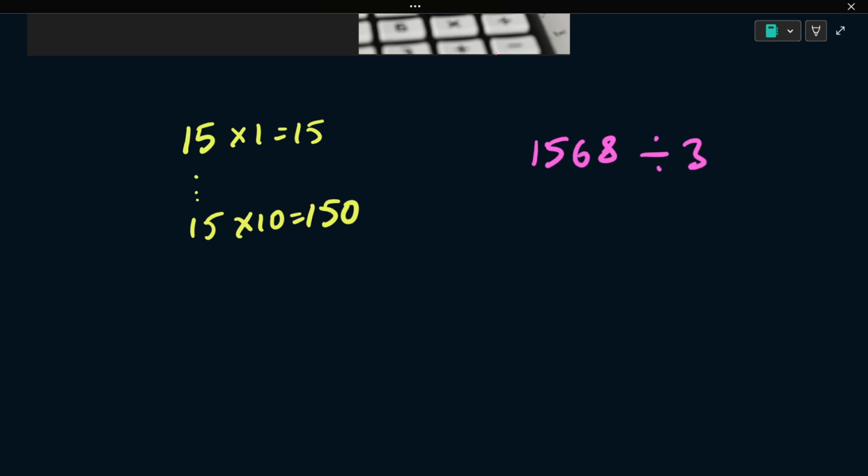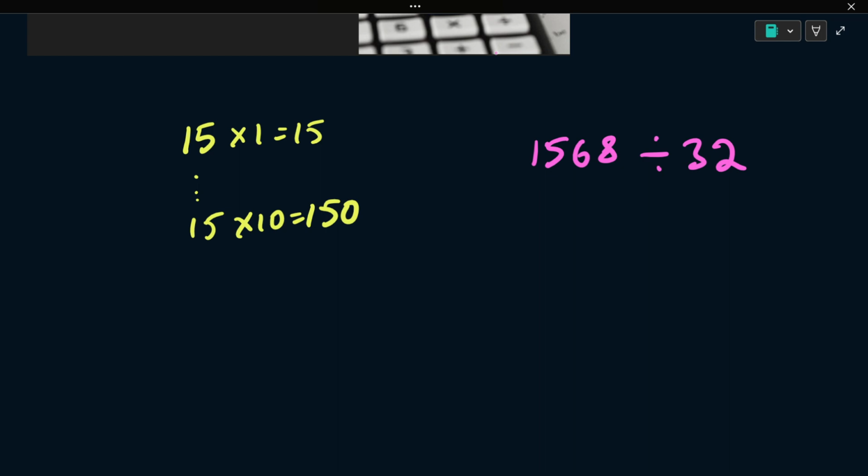Before discussing the process, let me explain to you why this method is used. For division, suppose you know the table till 15, right? 15 ones are 15, 15 twos are 30, till 15 times 10 is 150. Most students know till 15. But they are not sure about the 18 table, 21 table, 22 table, or if you get a number like this: 1568 divided by 32.